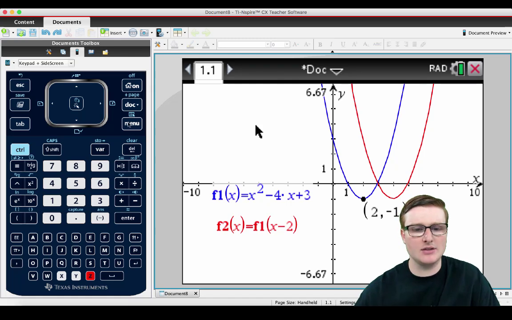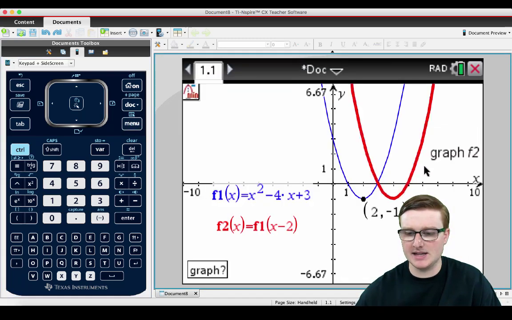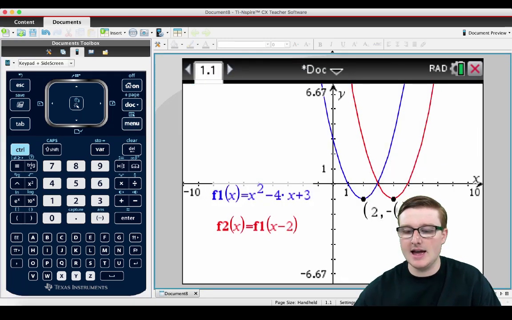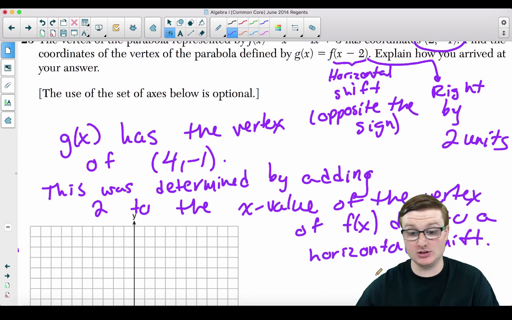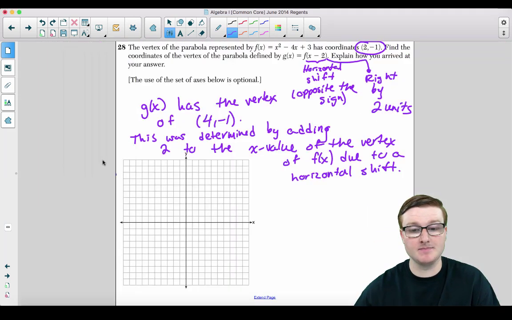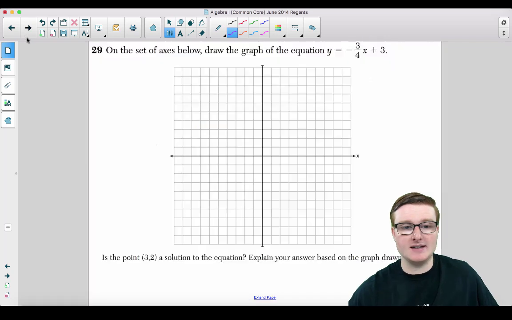I think it selected the blue graph by mistake. There we go. Click, and there is your minimum point for -1. So you could either graph it or you could just solve it algebraically. So either one is perfectly fine.